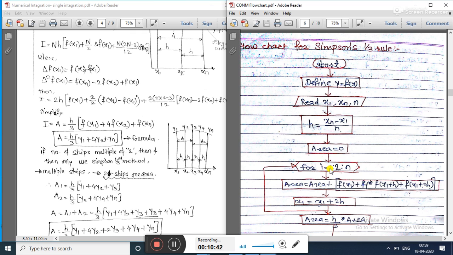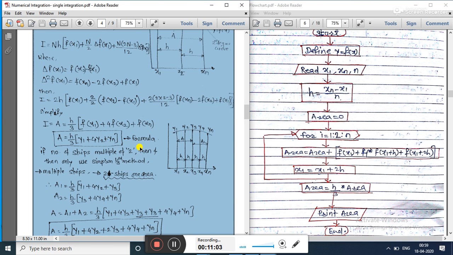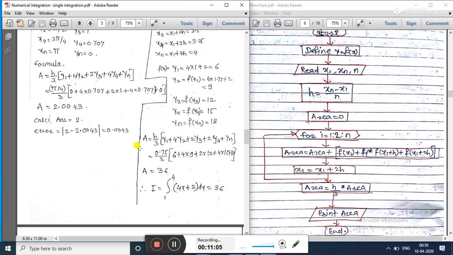Loop is closed. i will be increased by 1. n plus 1 is not possible because n is equal to 4 and right now i is equal to 5. It is not possible. Come to the next step. Whatever the answer, that is the summation, is coming, multiplied by h by 3. Print area. Similarly, we will go with Simpson's 3 by 8 rule.